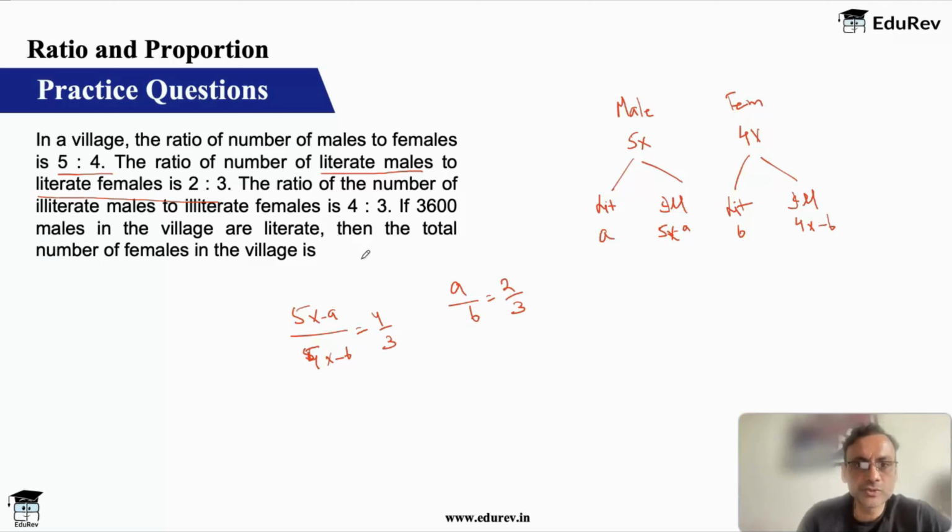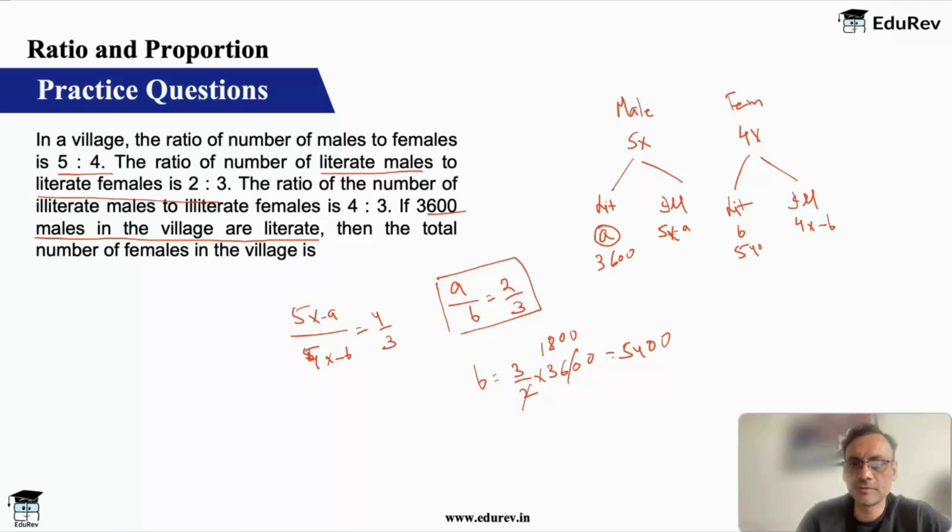Also one useful information is given. 3,600 males in the village are literate. So we have A is equal to 3,600. So let's put that here. If A is equal to 3,600, then B is equal to 3/2 into A, which is 1,800 into 3, which is 5,400. So I know A, 3,600. I know B, which is 5,400.